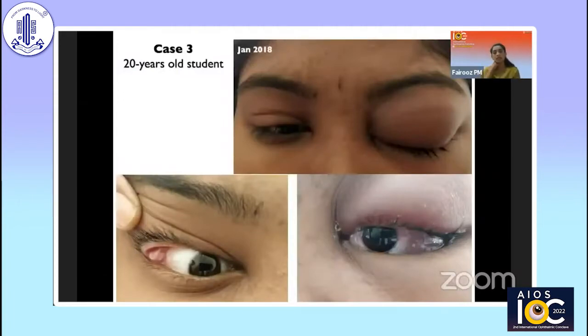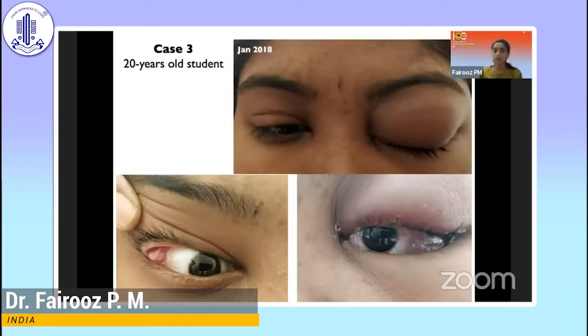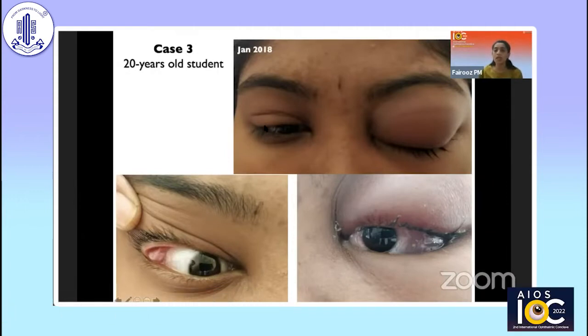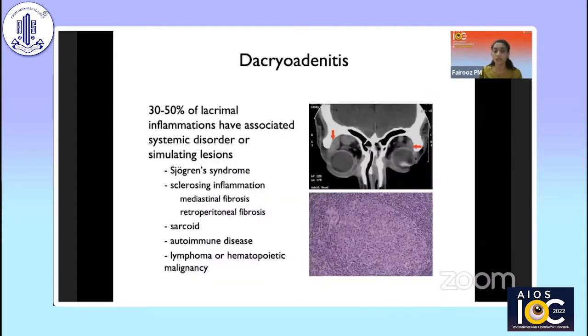So this is a case of a 20-year-old student who presented with severe acute swelling of the left eye, as you can see here, and there is also an S-shaped ptosis of the right eye with periocular puffiness. The best corrected visual acuity when she presented was 6/60 because of the globe indentation and choroidal folds that she had at the fovea in the left eye. And there is evidence of an enlarged lacrimal gland in the left eye with globe indentation over here. And of course, there was enlargement of the lacrimal gland of the right eye also. And it was a case of bilateral dacryoadenitis.